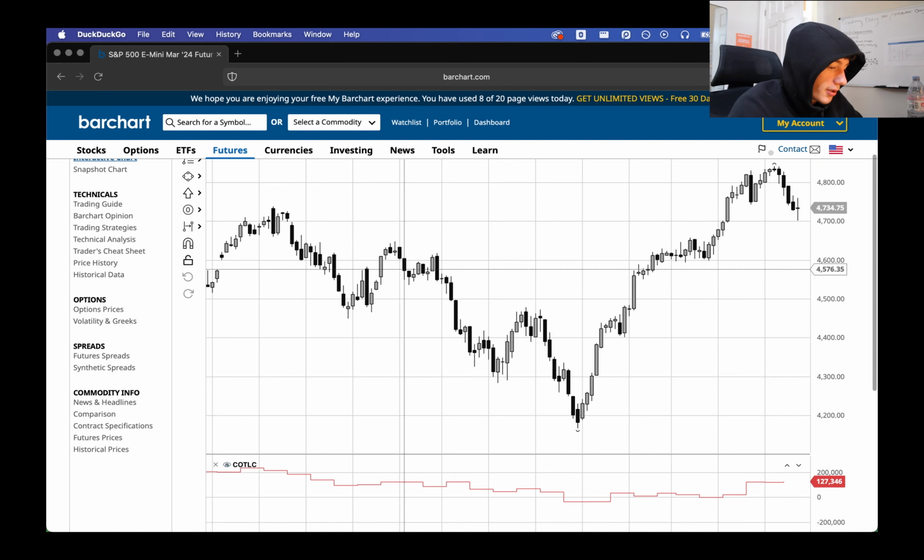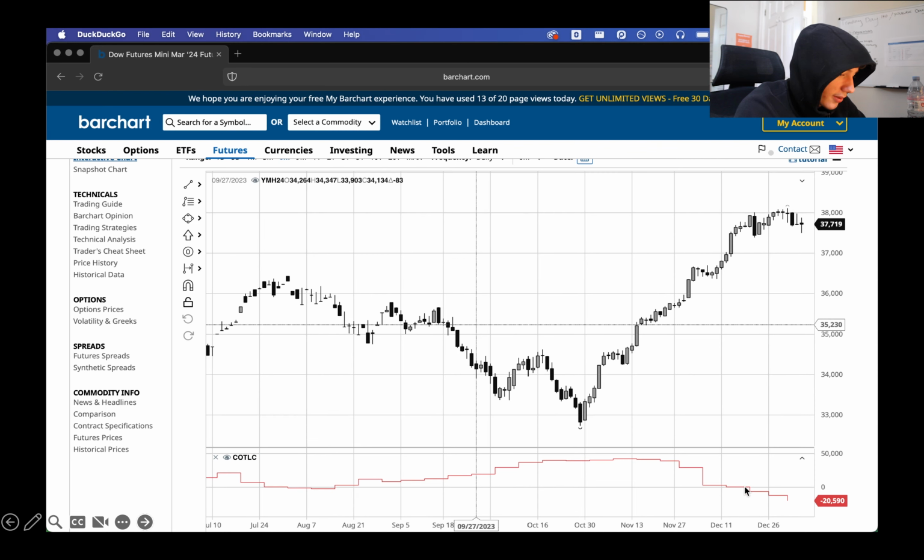So let's move on to the other pairs. Here we've got ES. It's not seeing the same kind of movement I'm seeing on Nasdaq, but they're not perfectly correlated, and ES can tend to have a higher net long, because everyone invests in the S&P 500 just because it has those yearly returns. And then the commitment of traders is staying about the same.